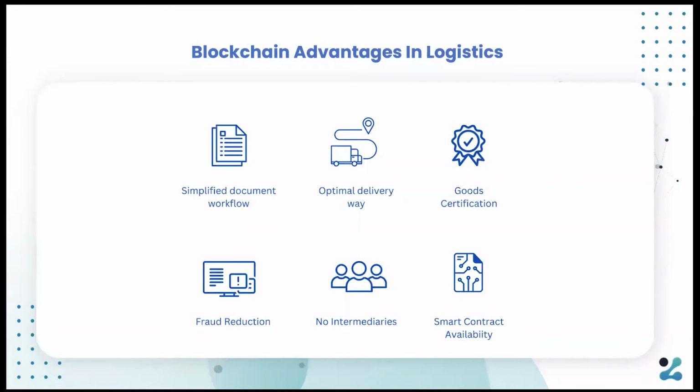And then optimal delivery way, there are systems which do it. There are centralized systems which do it. But when you connect a lot of systems on a chain, including IoT devices which keep a lot of geopositional data or GPS related parameters into the system, then you improve it big time.